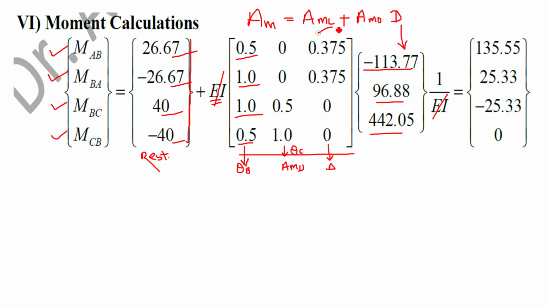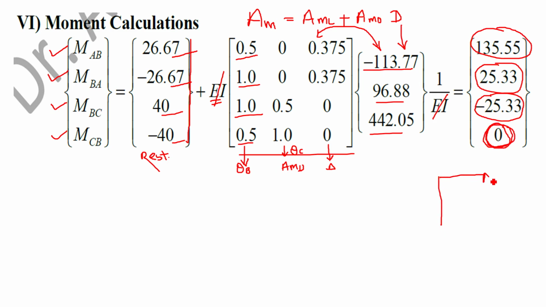Now if you solve this AMD into D multiplication plus the AML elements one by one, you will get the 4 moments: 135.55, 25.33, minus 25.33, and 0. You must get the last element as 0, because if the end support of the frame is a roller or simple support, the moment at the end support must be equal to 0. So the moment at C, that is MCB, must be equal to 0. Then only you can assume that your solution is correct. If it is not equal to 0, it means you made a mistake somewhere. Okay, so this is the moment calculation.